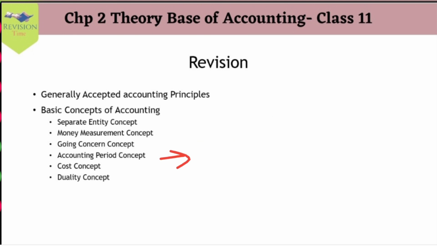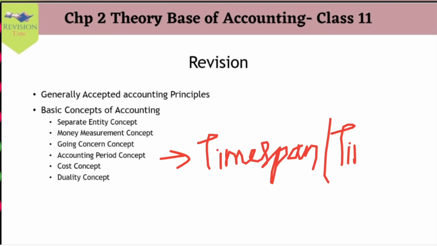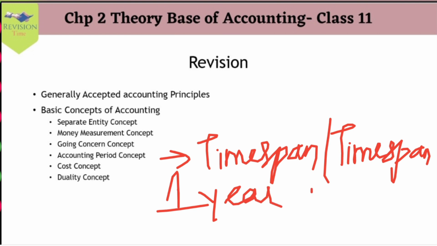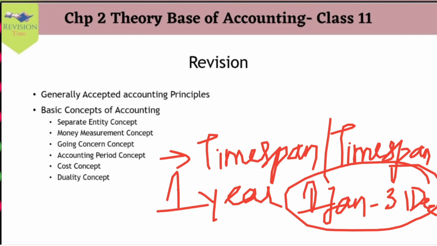Next, we have accounting period concept. Accounting period concept states the time span or time frame between which all the business activities are being undertaken, and at the end of which all the financial statements must be presented to the users of accounting. This time span is 1 year, which is usually from 1st Jan to 31st December. Whatever business activities have occurred in this 12-month period are all presented in the financial statements.